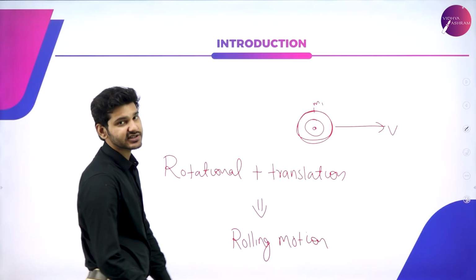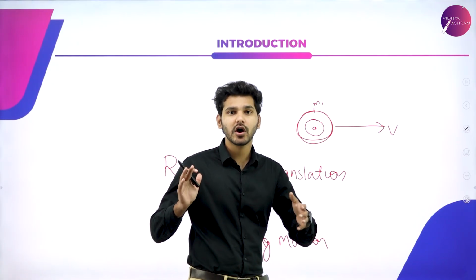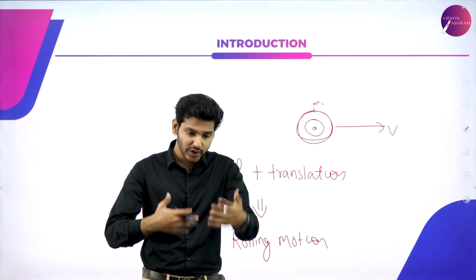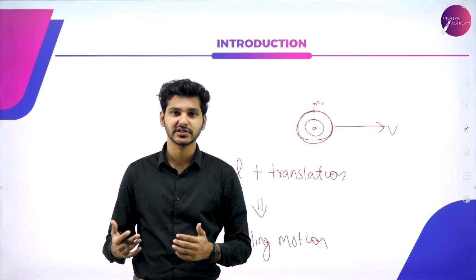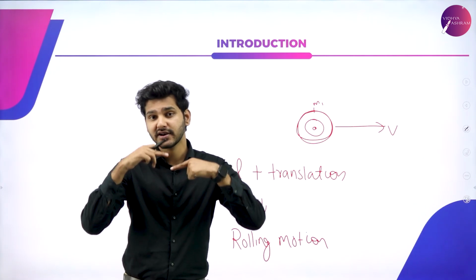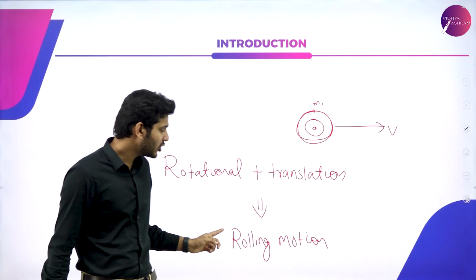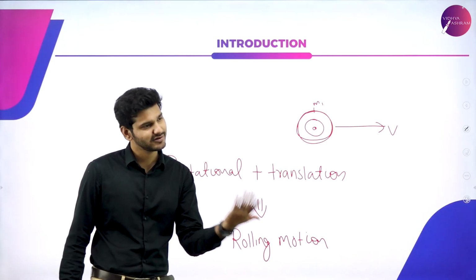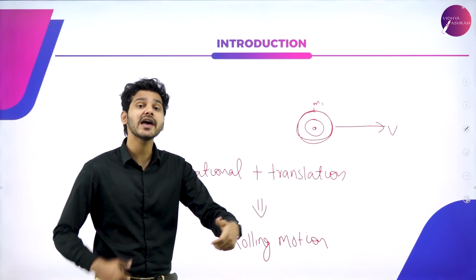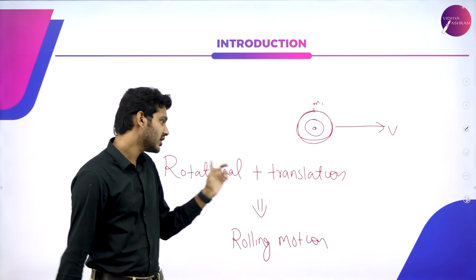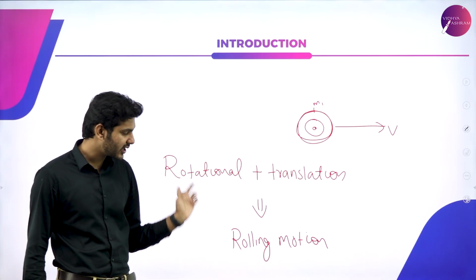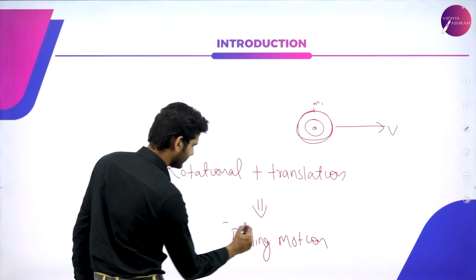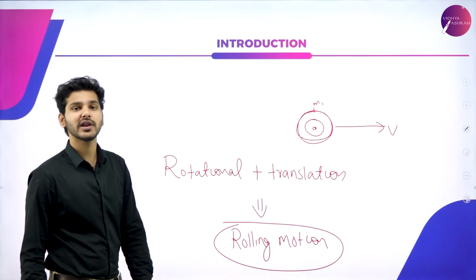So now you understand why people say, oh my god, a big wheel is rolling down the hill, or you are rolling down some plane. So what happens? You are rotating, but along with that rotation, you also have translatory motion. That is, you're moving forward or backward or sidewards. You're moving and you're rotating. So the combination of these two motions together is known as rolling motion.